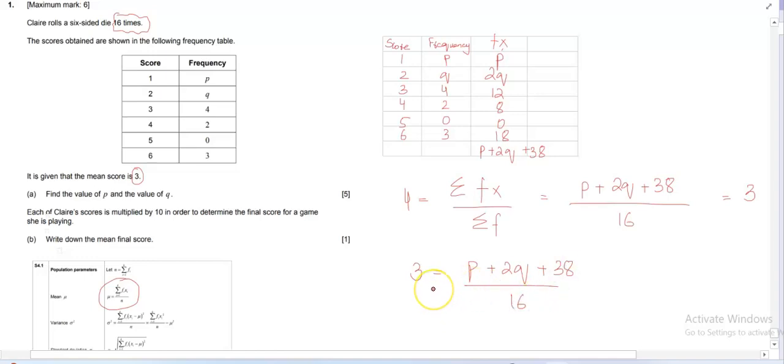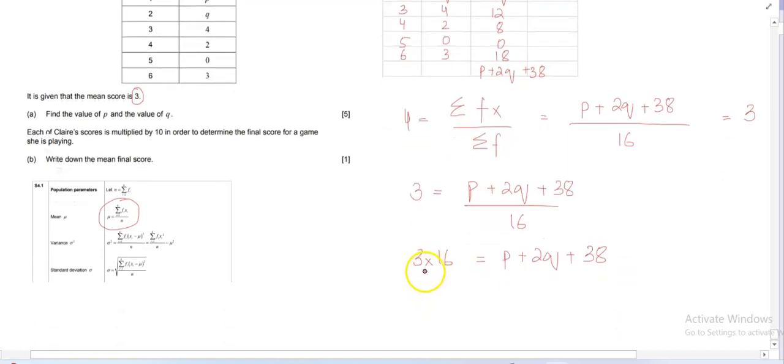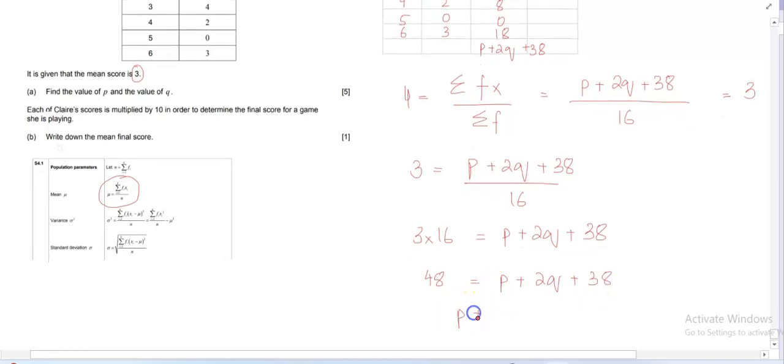All right, now we will be finding simultaneous equations out of this. So this becomes 3 times 16 is equal to p plus 2q plus 38, right? Now 3 times 16 is 48, which is equal to p plus 2q plus 38, which ultimately becomes p plus 2q equals 10, right? So this is going to be my first equation.